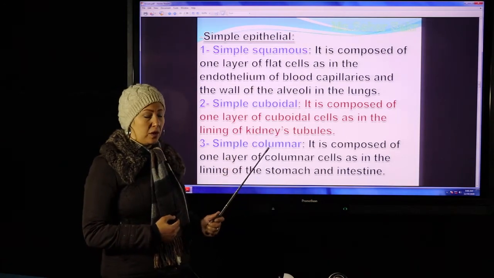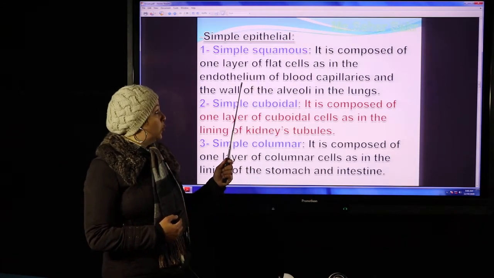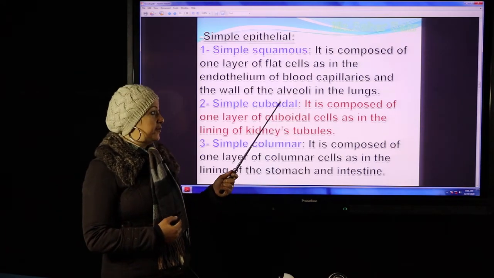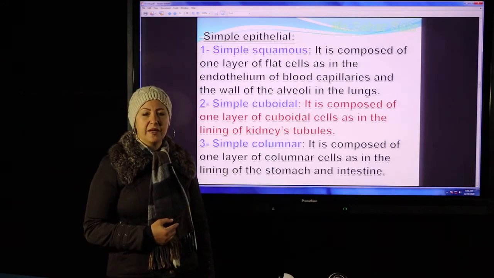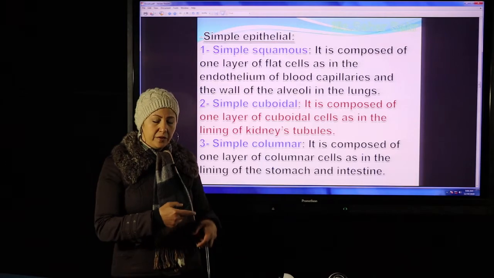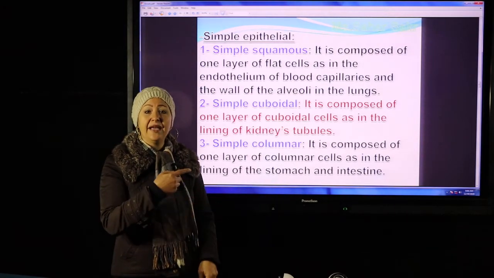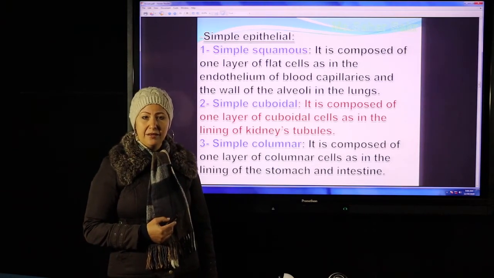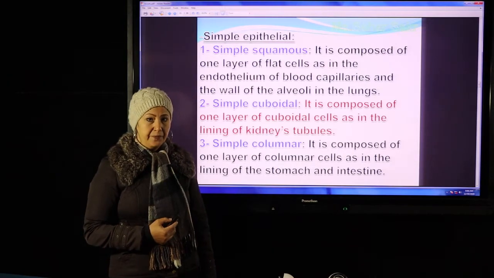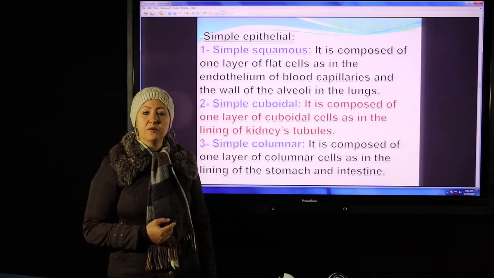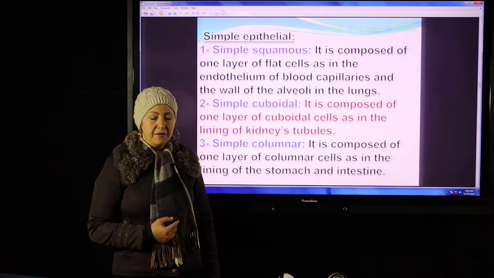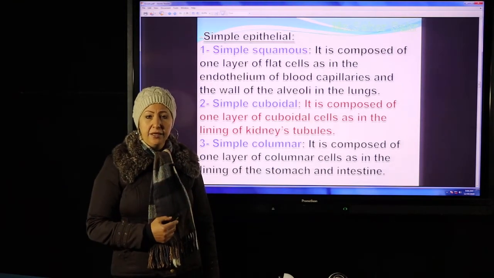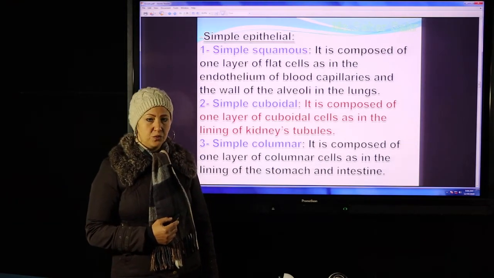So, about the simple squamous, we said that it's composed of 1 layer of flat cells. Where in the body? They are found in the endothelium of the blood capillaries. What is the meaning of the endothelium? Endothelium is the inner membrane of the blood capillaries. So the endothelium of the blood capillaries is covered with simple squamous epithelial tissue, okay? Also, they are found in the wall of the alveoli of the lungs. What are the alveoli of the lungs? The alveoli are the air sacs inside the lungs. They are also lined internally with the simple squamous epithelial tissue, okay?